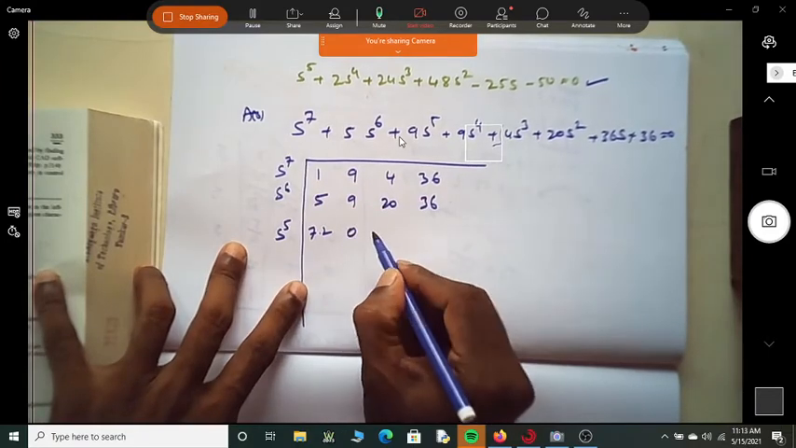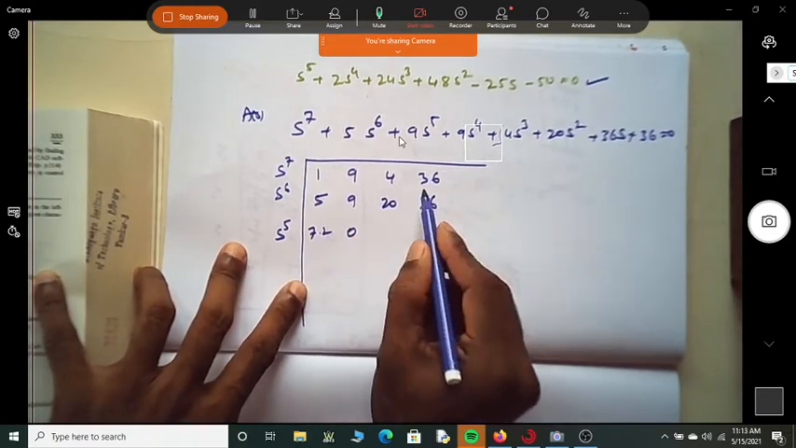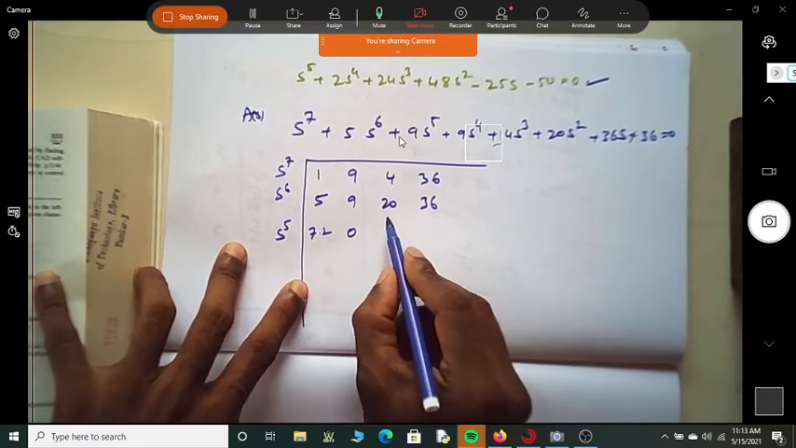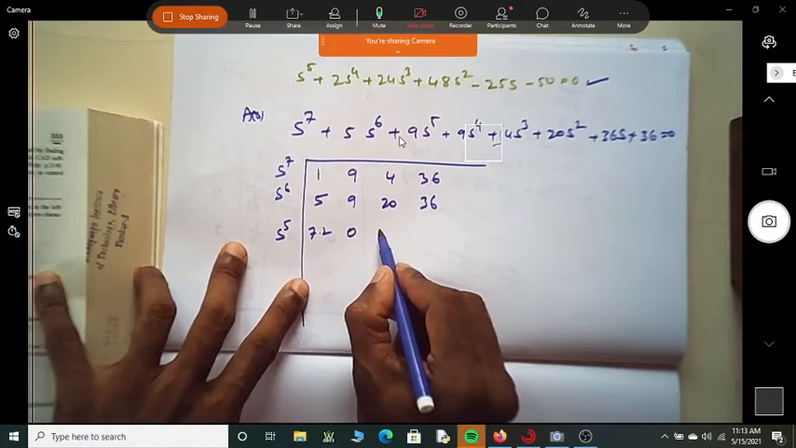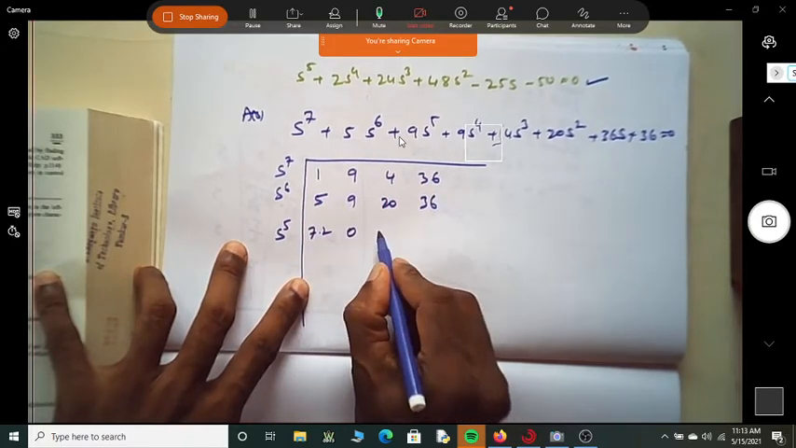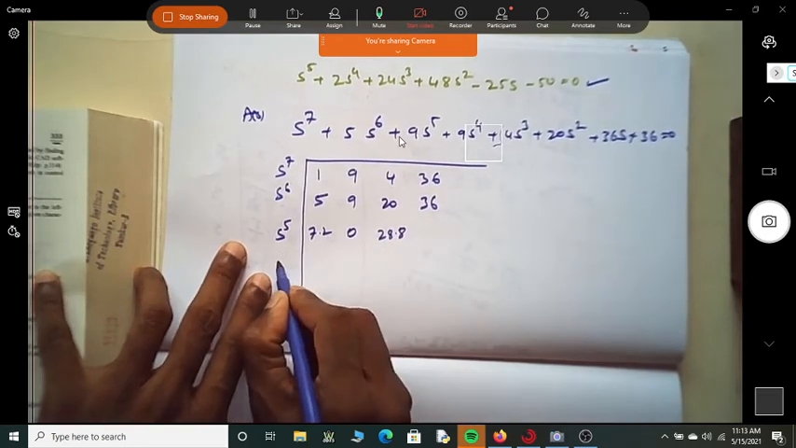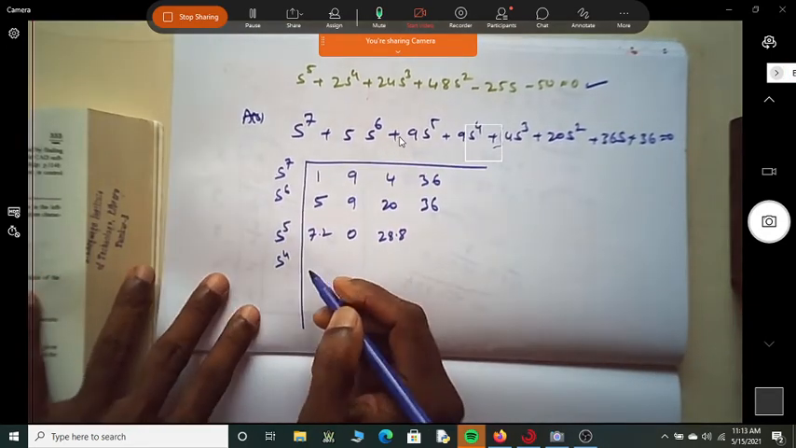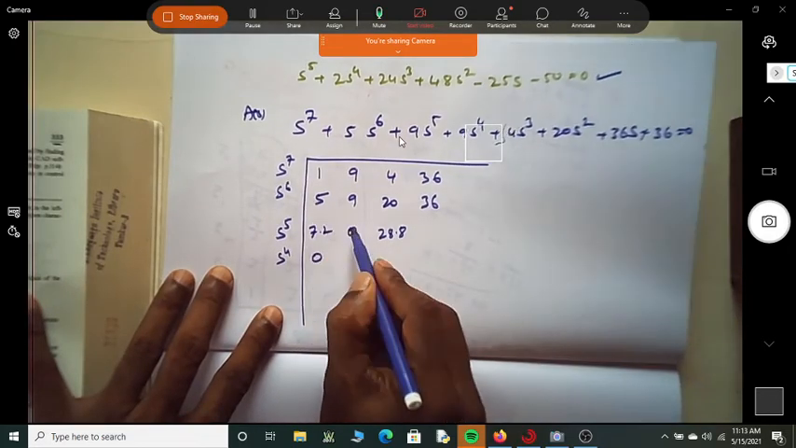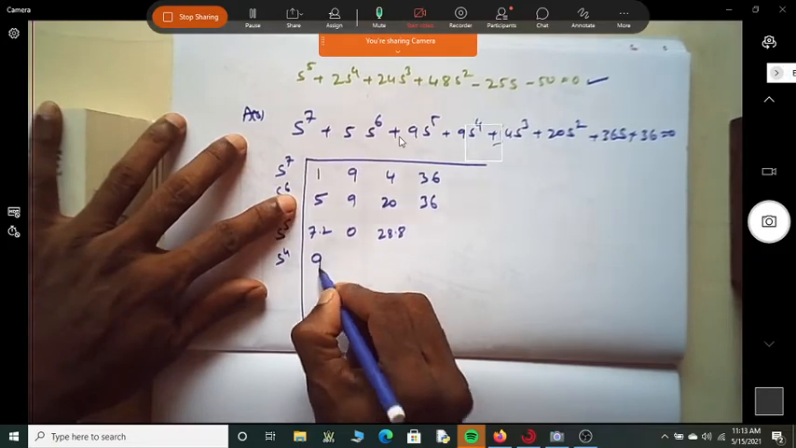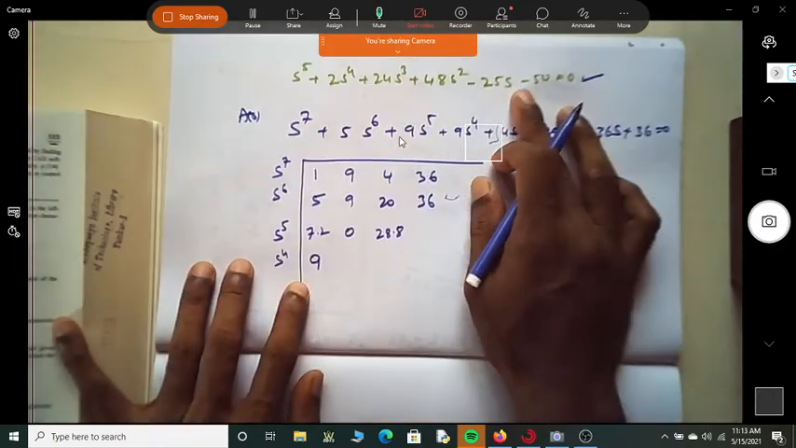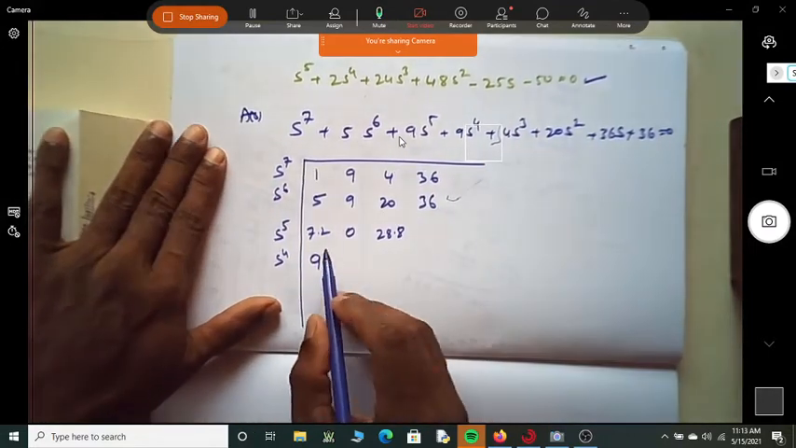Okay, here it becomes 0, correct? And then this becomes, this is 30. How much is this? This is 28.8. Then s power 4, first one is this into this minus this. This will be 9. No, no, no, not the second term. Okay, let us continue with this.